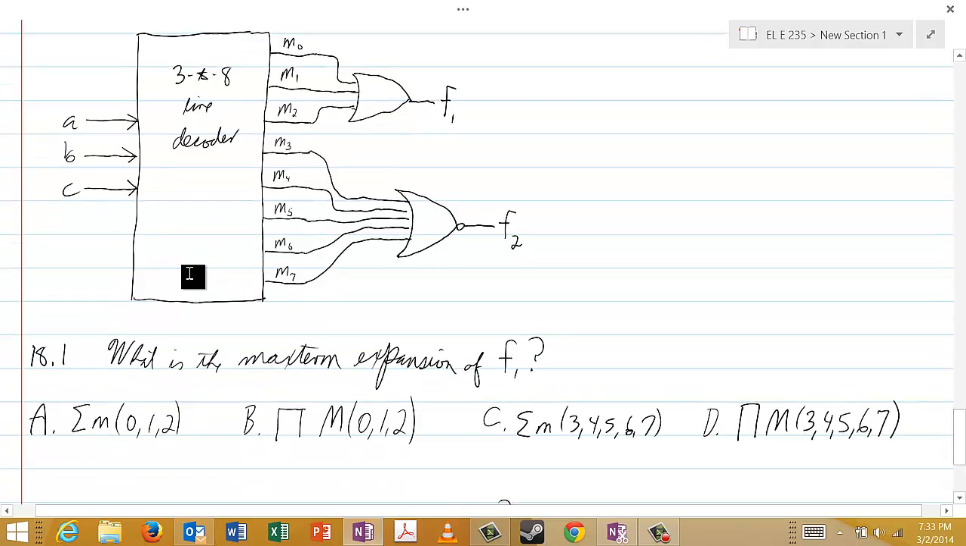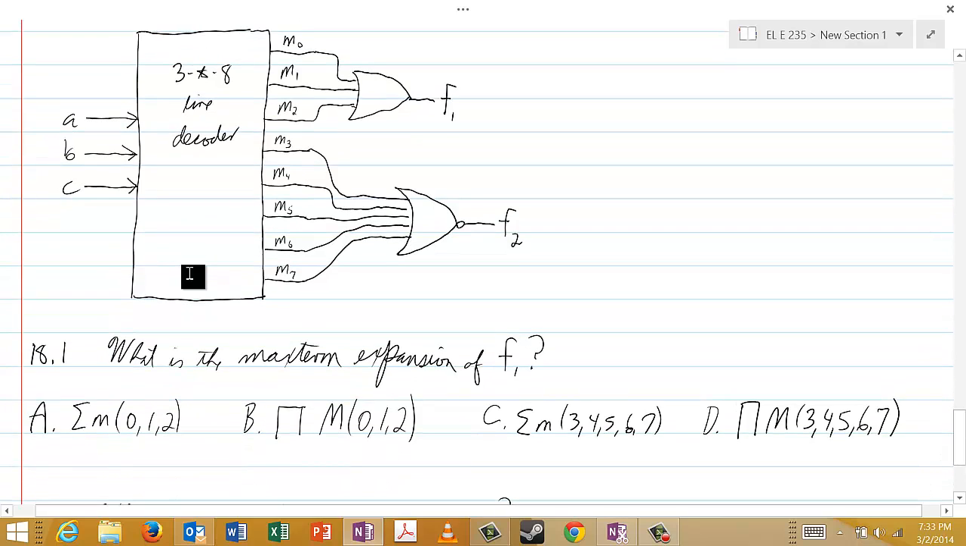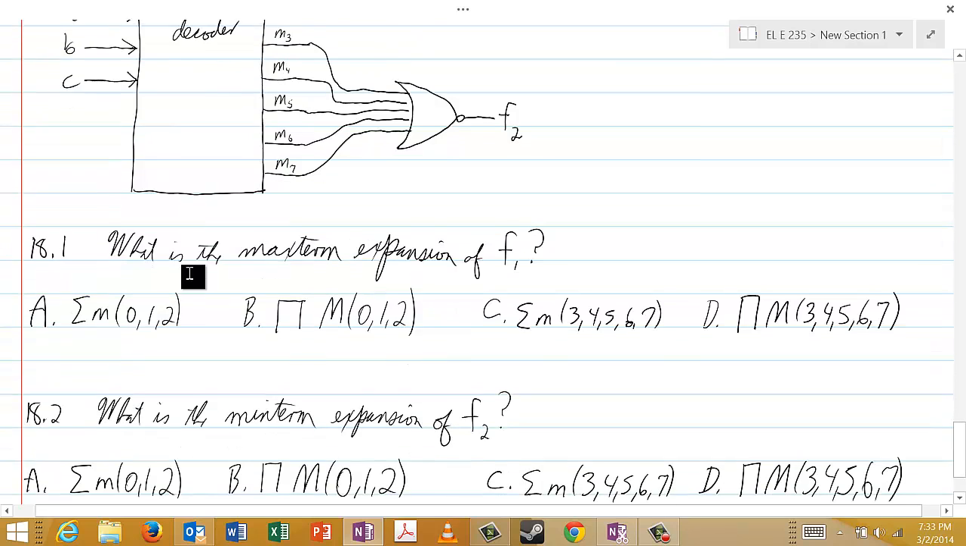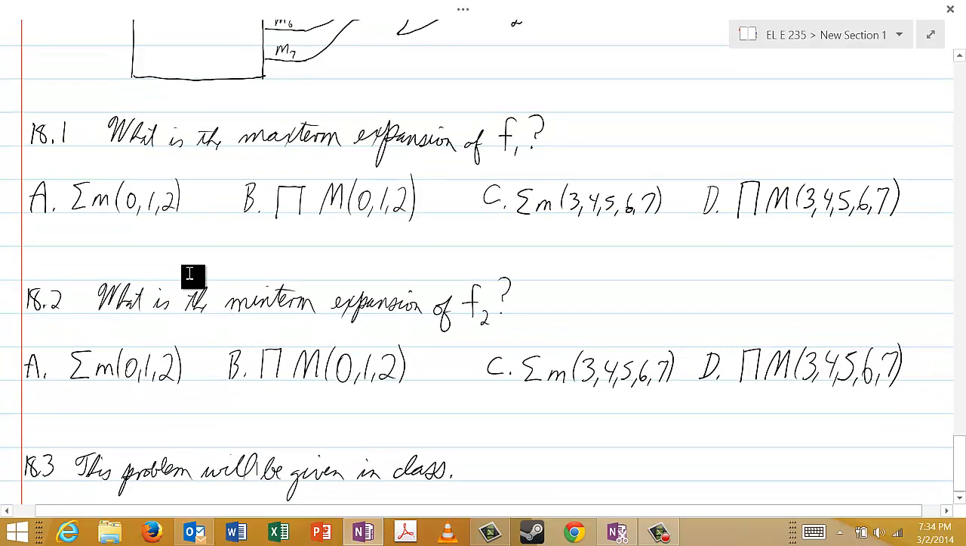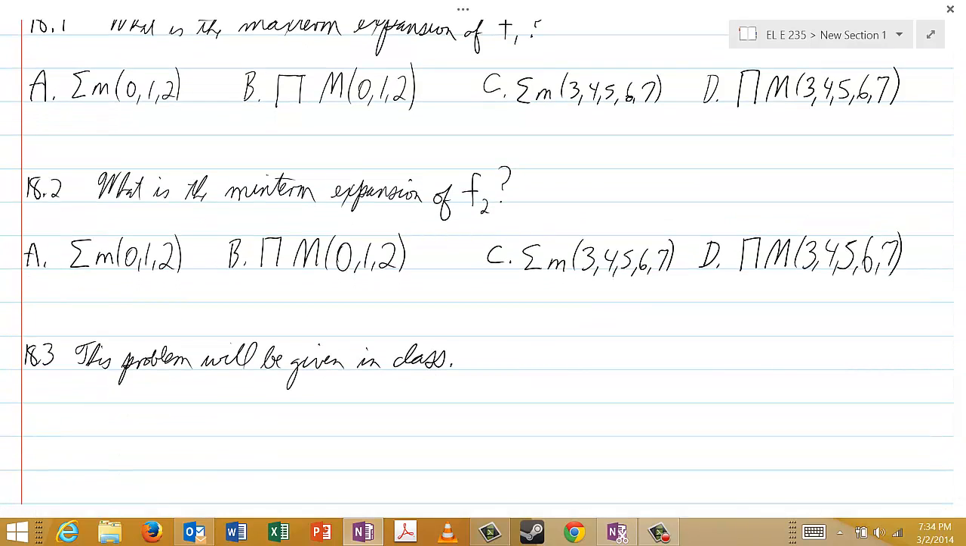And so 18.1 asks, what is the max term expansion of F1? And 18.2 asks, what is the min-term expansion of F2? And you see your choices in each case. And then 18.3, that problem will be given in class. So I hope you'll find that pretty straightforward. And that concludes lecture 18. So good luck.